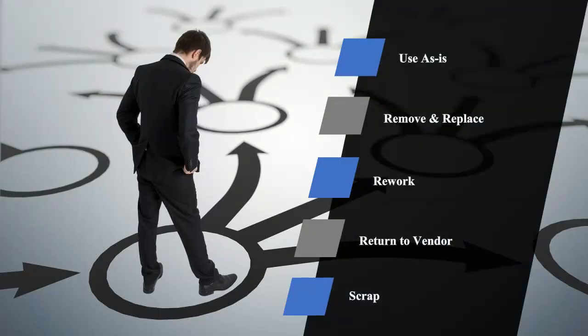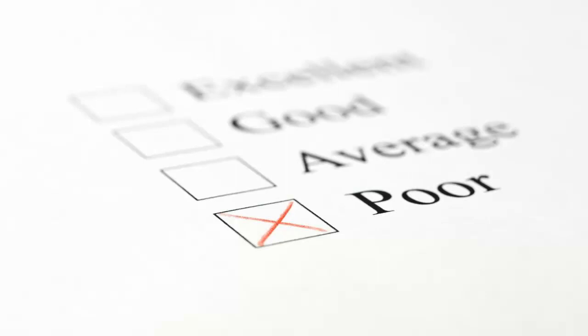Examples of a disposition could be use as is, not a good solution for us since the product doesn't function. Remove and replace, again, not a good solution because a component is missing, not faulty. Rework, this is a possibility if the facility has the material and skill set to perform this task. Return to vendor, another good possibility. Reject the board and send it back to the vendor that caused the issue. And then scrap. The product must be discarded if it's not worth fixing. These are certainly not all the possibilities for disposition, but you get the idea.